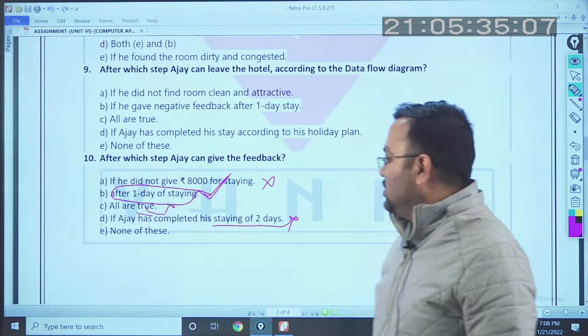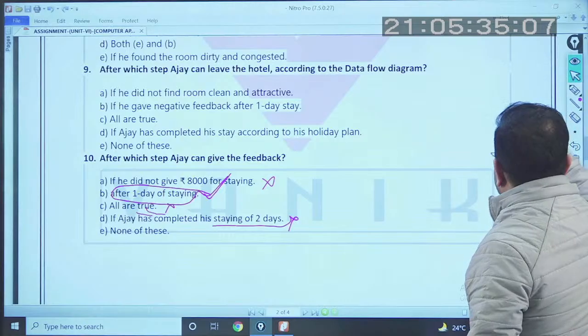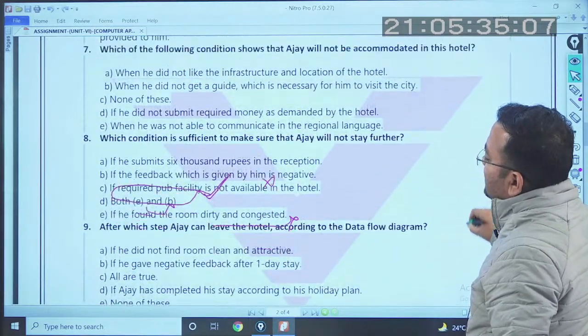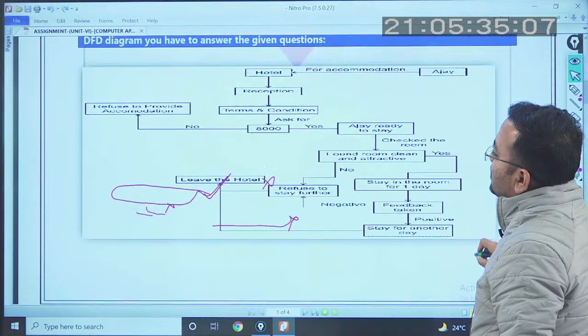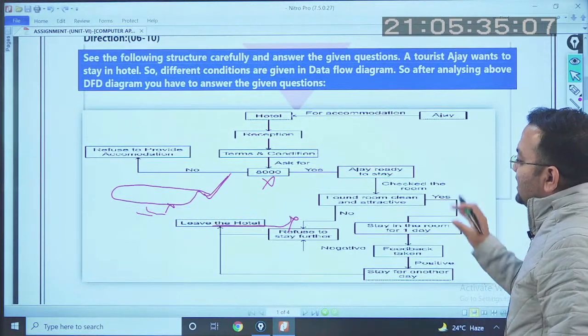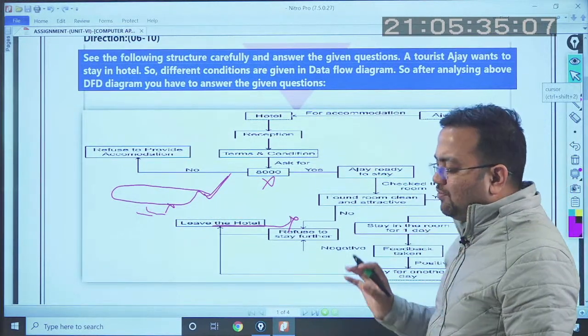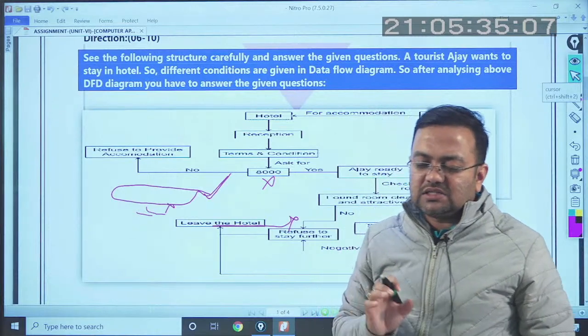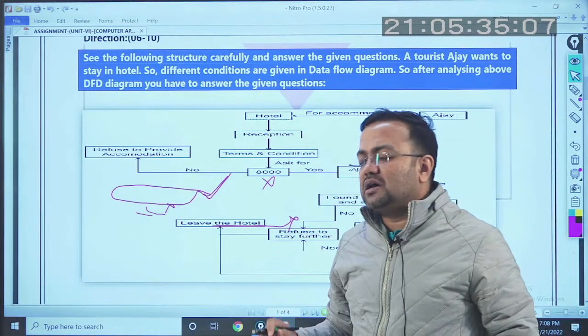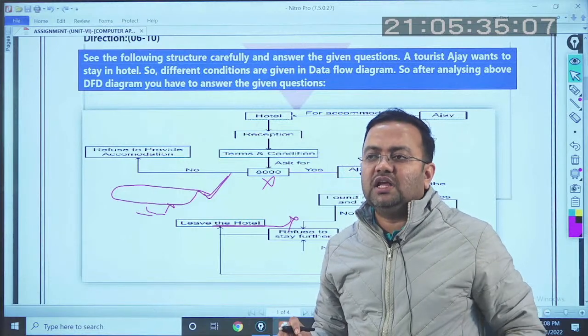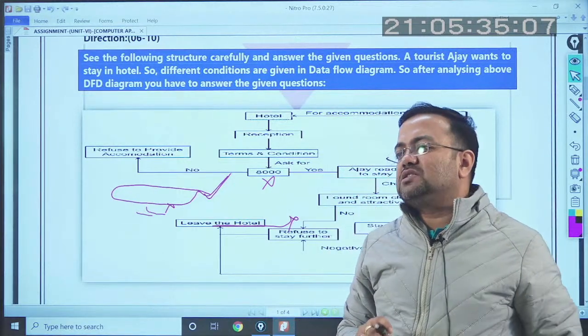So students, these are the questions similar to a DFD, data flow diagram, and now asked in computer aptitude. Here such a diagram is given showing a flow of data, and by analysis of this diagram we can solve the 5 questions, and it is a concept based question. So if you are clear about this diagram, then you can easily solve the questions.